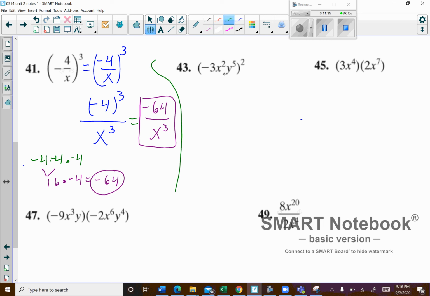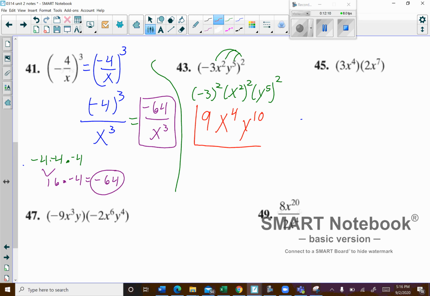Okay, looking at 43, I've got negative 3x squared y to the fifth, all raised to the power of 2. So that power has to be applied to all three. So negative 3 is going to get squared, x squared is going to get squared, and y to the fifth is going to get squared. So they all get squared. Negative 3 to the second power, negative times a negative is positive 9. Power rule here, that'll be x to the fourth. Power rule here, that'll be y to the tenth. There you go.